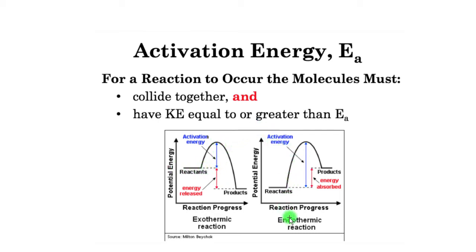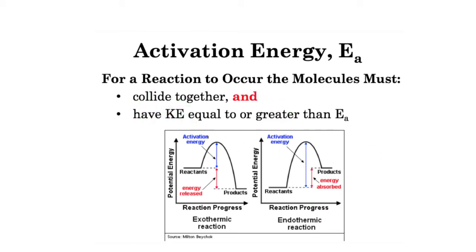On the opposite side here, you're going to see an endothermic process. This is where the reactants are lower in energy than the products, and therefore it will have a higher activation energy, and then the products are higher. The difference between these two levels is the energy that will be absorbed. All right, so now we know the two criteria that we need for a reaction to occur.